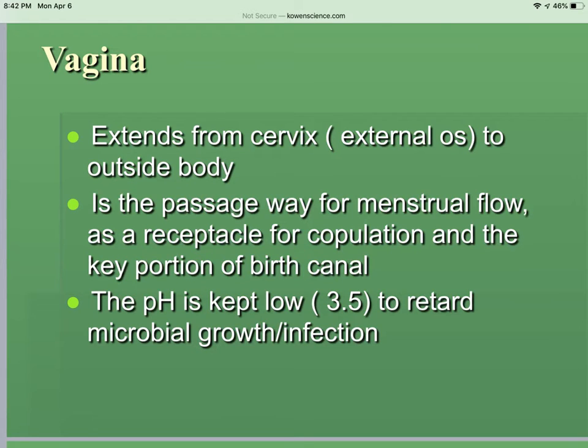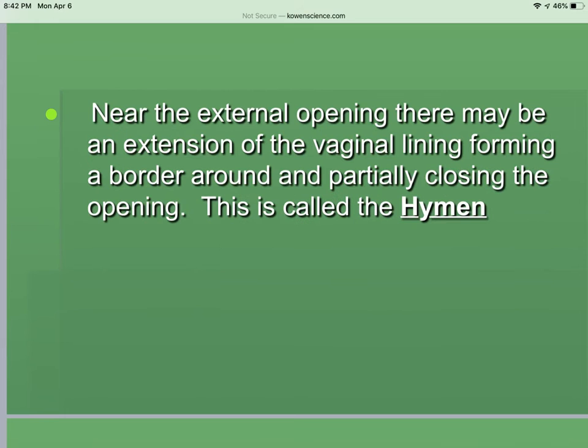This is the passageway for menstrual flow. It's the receptacle for copulation, and it's the birth canal. The pH of the vagina is low. It's acidic at 3.5, to retard microbial growth and infection. If the pH becomes off balance, then an individual could have a yeast infection.